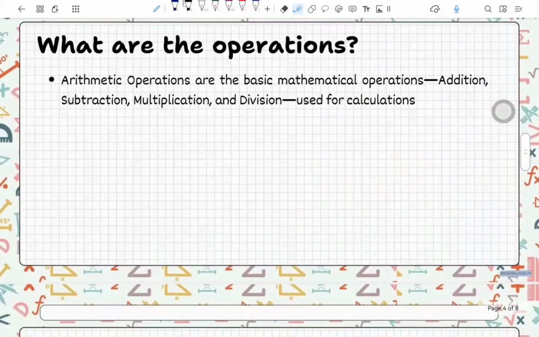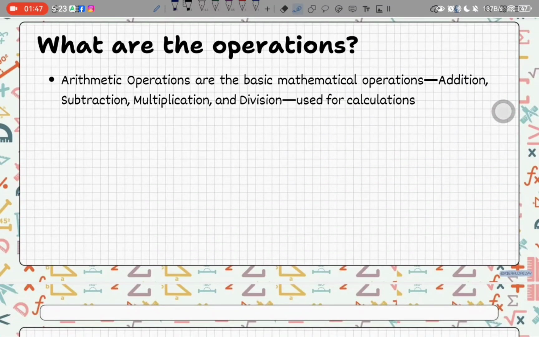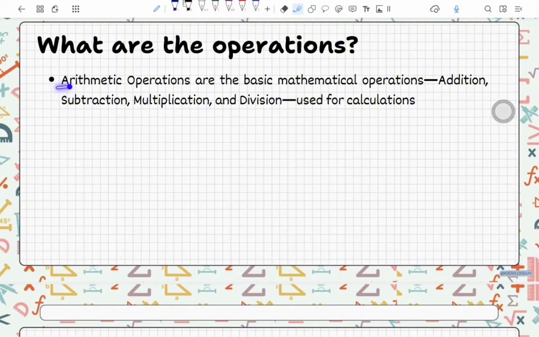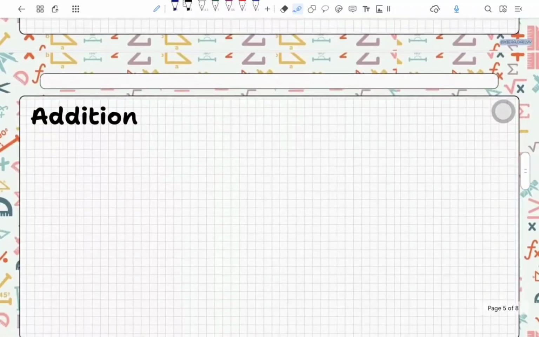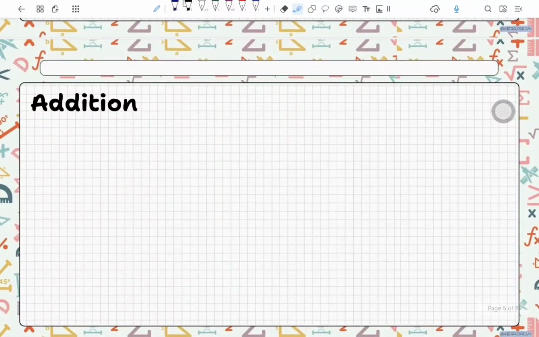Now, let's go with the second question. What are the operations? When we say operations, we call it the arithmetic operations, which are addition, subtraction, multiplication, and division. They are used for calculations or the basic math operations. Now we are going to use the four operations along with the fractions together.